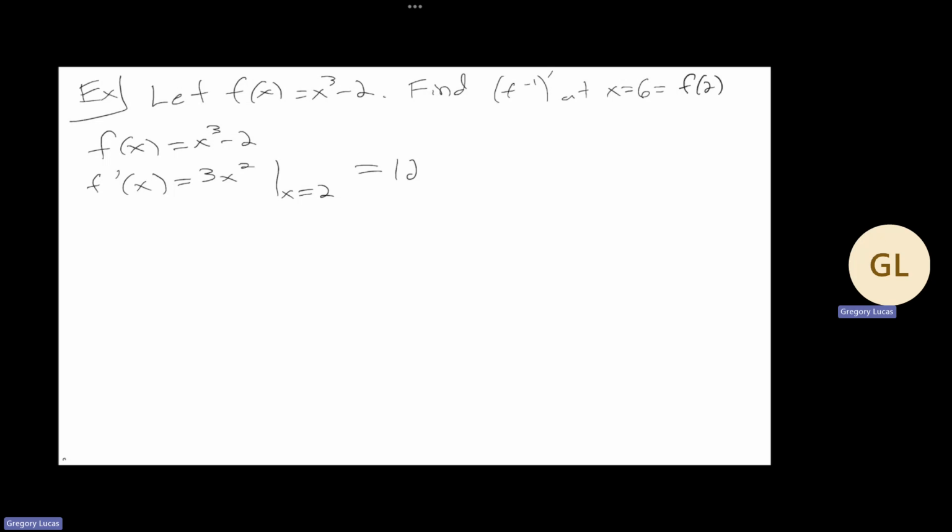And then we have our theorem. F inverse prime of 2 is the same thing as 1 over f prime of f inverse of 2, which equals 1/12. Right, so we evaluated at that point without finding its inverse. So that's just a cool little theorem.